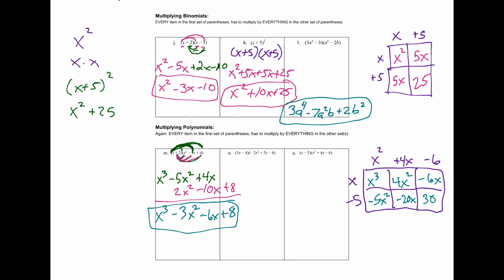And once we have that, it's combining like terms. And you'll see we want to add diagonally here. So x cubed is in my final answer. That has nothing to be added. And then the next diagonal I see is a negative 5x squared and a positive 4x squared. So that's going to result in negative x squared, or negative 1x squared. A negative 20x and a negative 6x, negative 26x, and then plus 30. There is my answer for that one.